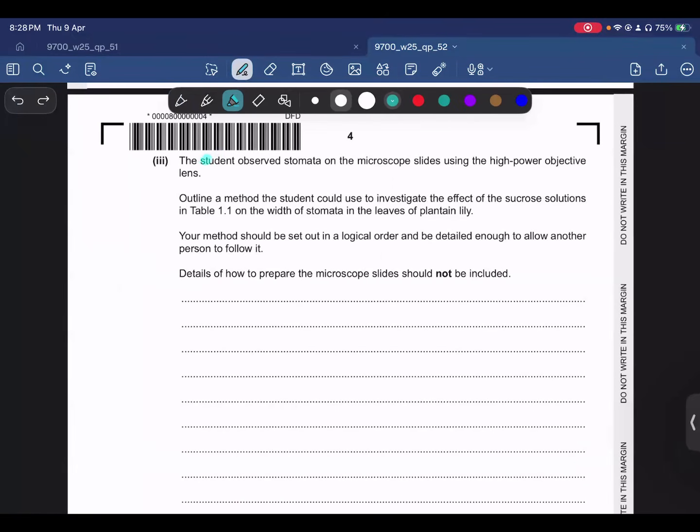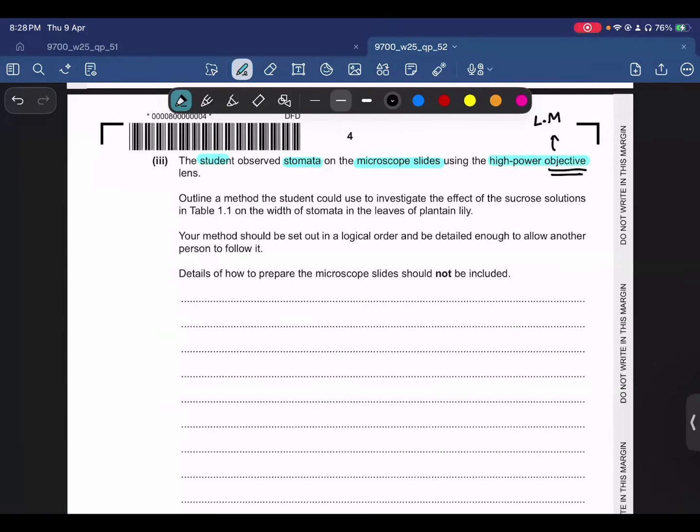But okay. The student observed the stomata on the microscope slides using a high power objective lens. This is basically the name of the lens found in a light microscope. If you've used a light microscope, you might have seen the rotating lenses, three of them. One of these is called the focal lens, one is the objective lens, and there is a third lens as well. But we just use the high power lens to solve all of our P3 questions.